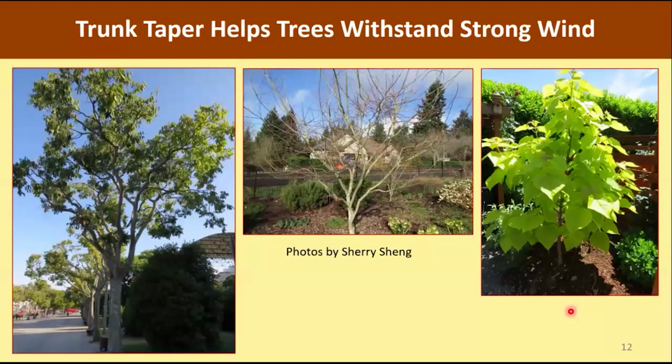If your area gets windy, you want to pay special attention to trunk taper, which refers to a trunk that is wider on the bottom and narrower on the top. A tree needs the low branches to develop taper. If you remove the low branches from a young tree, you take away its ability to gain taper. So keep them as long as you can.